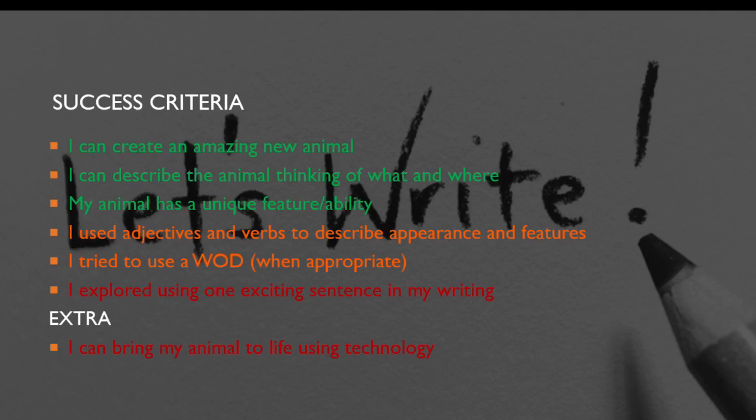And then the red one, we're going to try something a bit new that my class have been doing, and it's looking at exciting sentences. Okay, I'm going to give you an example of one we can use, and I'd like you to try and just use one this week. So that is what your writing needs to have to look perfect this week.